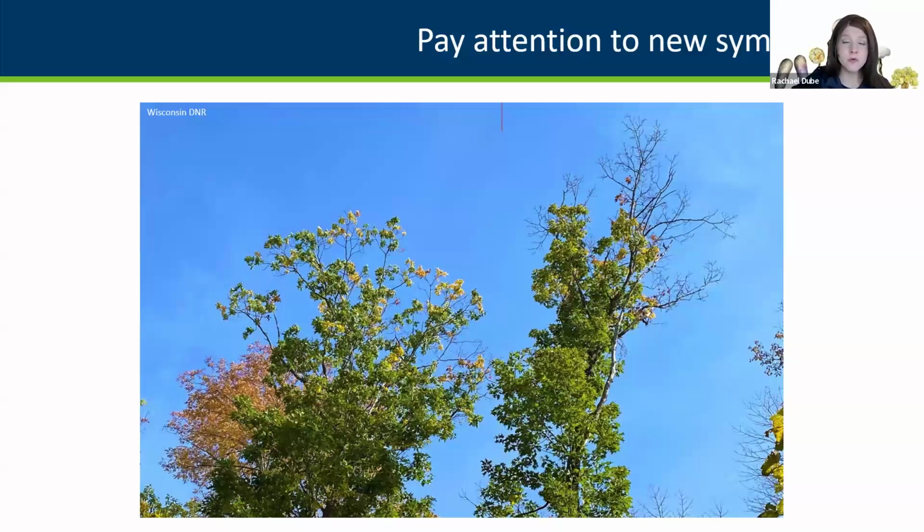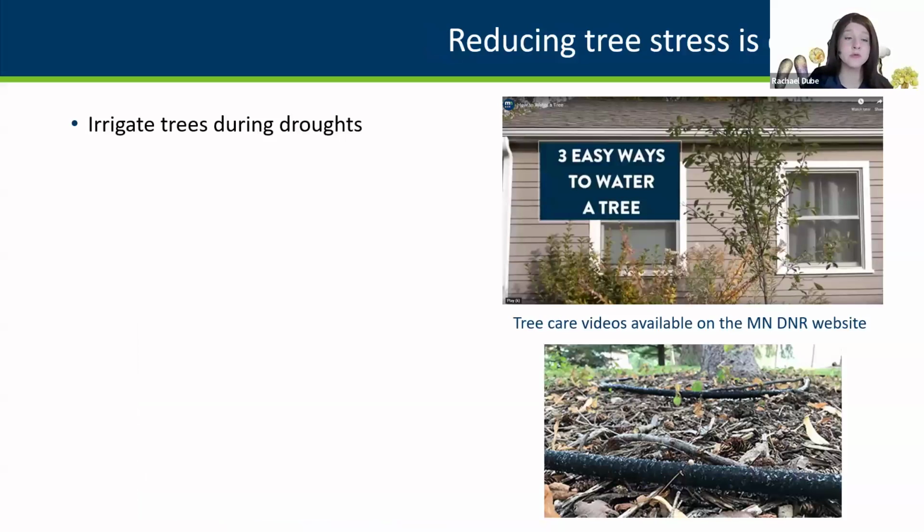Reducing tree stress is your number one prerogative in trying to keep your yard trees healthy. And I think most importantly here is to irrigate trees during droughts to try to minimize that drought stress. We have some great how-to-water-trees resources, including this one video as well as other resources on the Minnesota DNR website for younger trees.